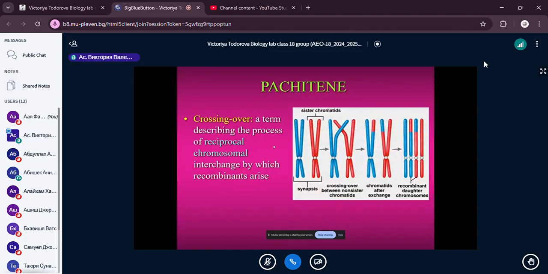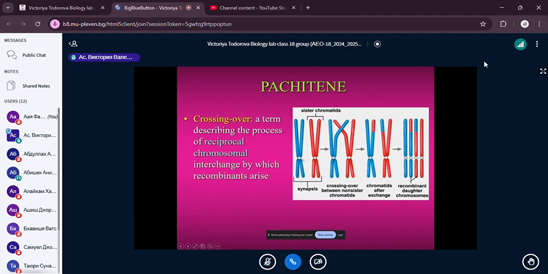The next subphase is pachyten. In pachyten the important event is the crossing over that you have to remember. This formation, the one that I showed you in the previous slide, is supported by the synaptonemal complex, which keeps the homolog chromosomes close to each other. They do not look separate. They are so close to each other.